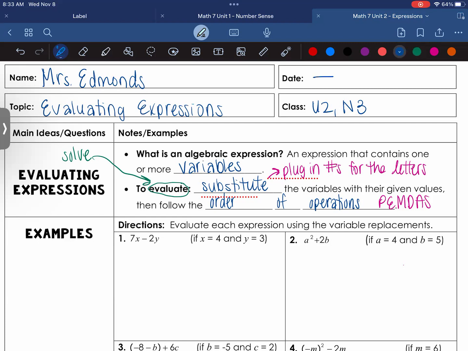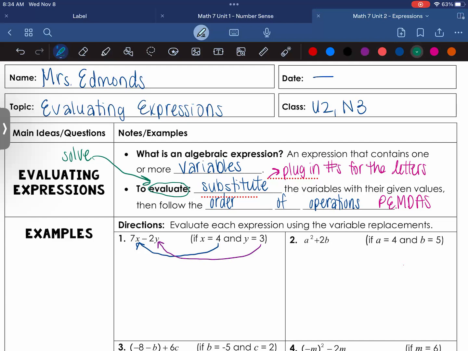So it says 7x minus 2y. Now, that's the expression that we're given, and they actually told us that x equals 4 and y equals 3. All right, so now we want to plug those values in and then solve or evaluate. So x equals 4, which means my 4 is going to go right here. And y equals 3, so y will go right here. Or 3 will go right there.